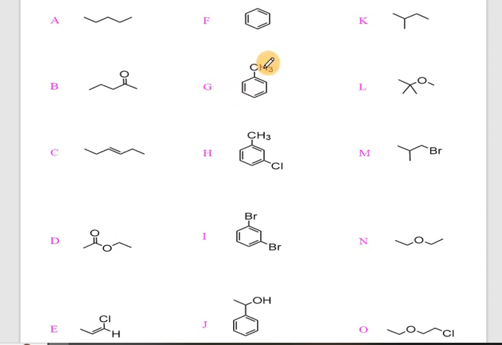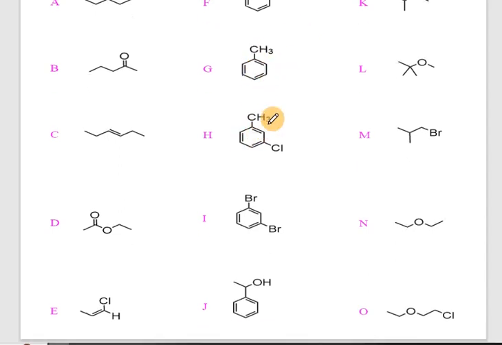Let's look at the G. There's one environment here. This side and this side are the same. This side and this side are the same, and this side too is independent. So this one, there's 4 signals for proton NMR, and for carbon 13 you have 1, you have 2, we have 3, 4, then 5 signals for carbon 13 NMR.